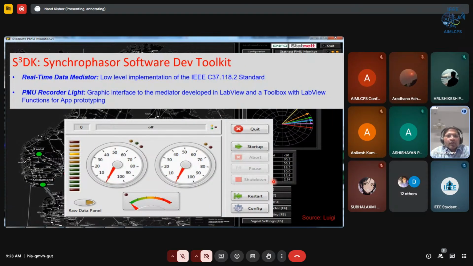Then, as a part of another study, here it shows an app. This was a real-time data validator, compatible with the IEC standard. And we have the graphical user interface that was all developed in the lab here, and different app prototyping functions were included in the application.